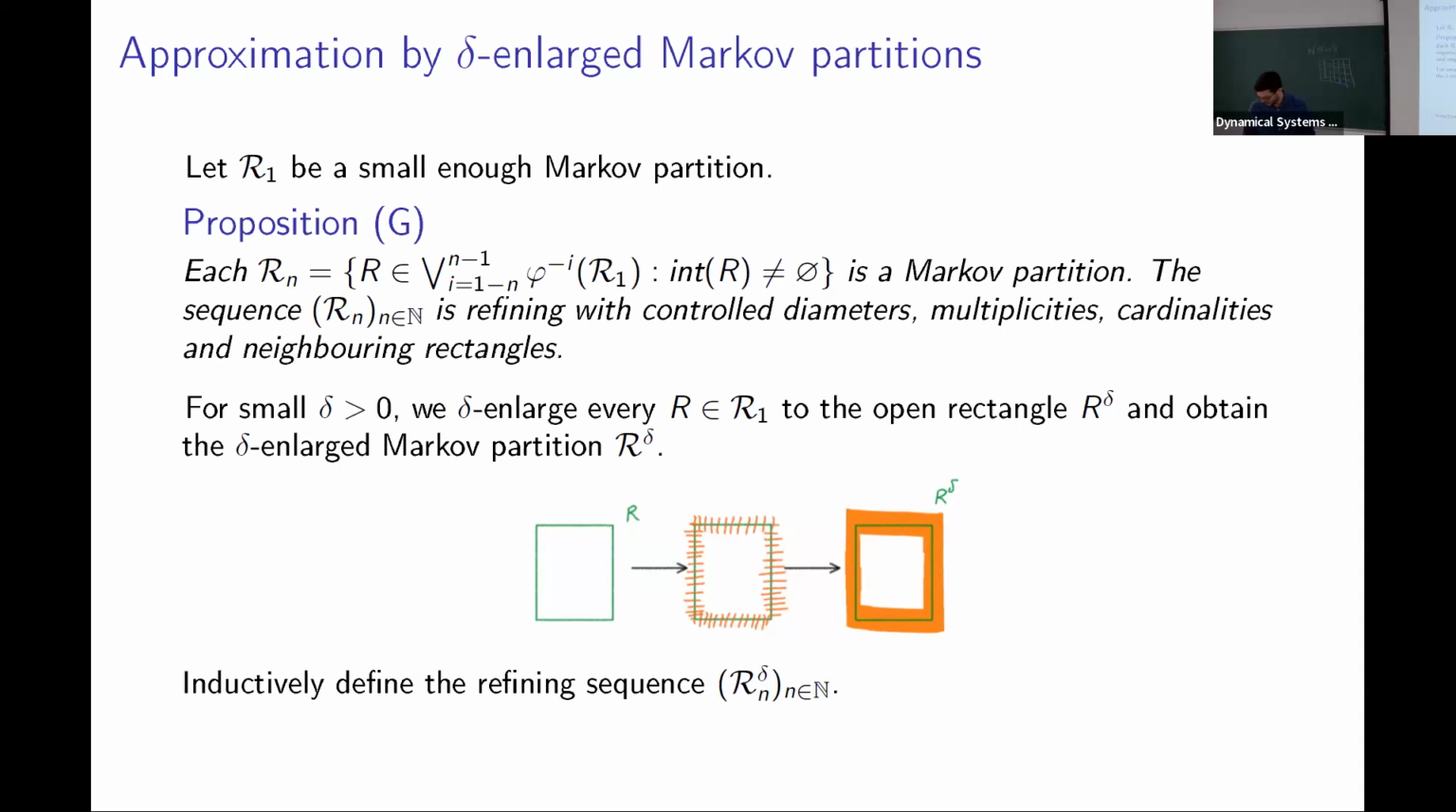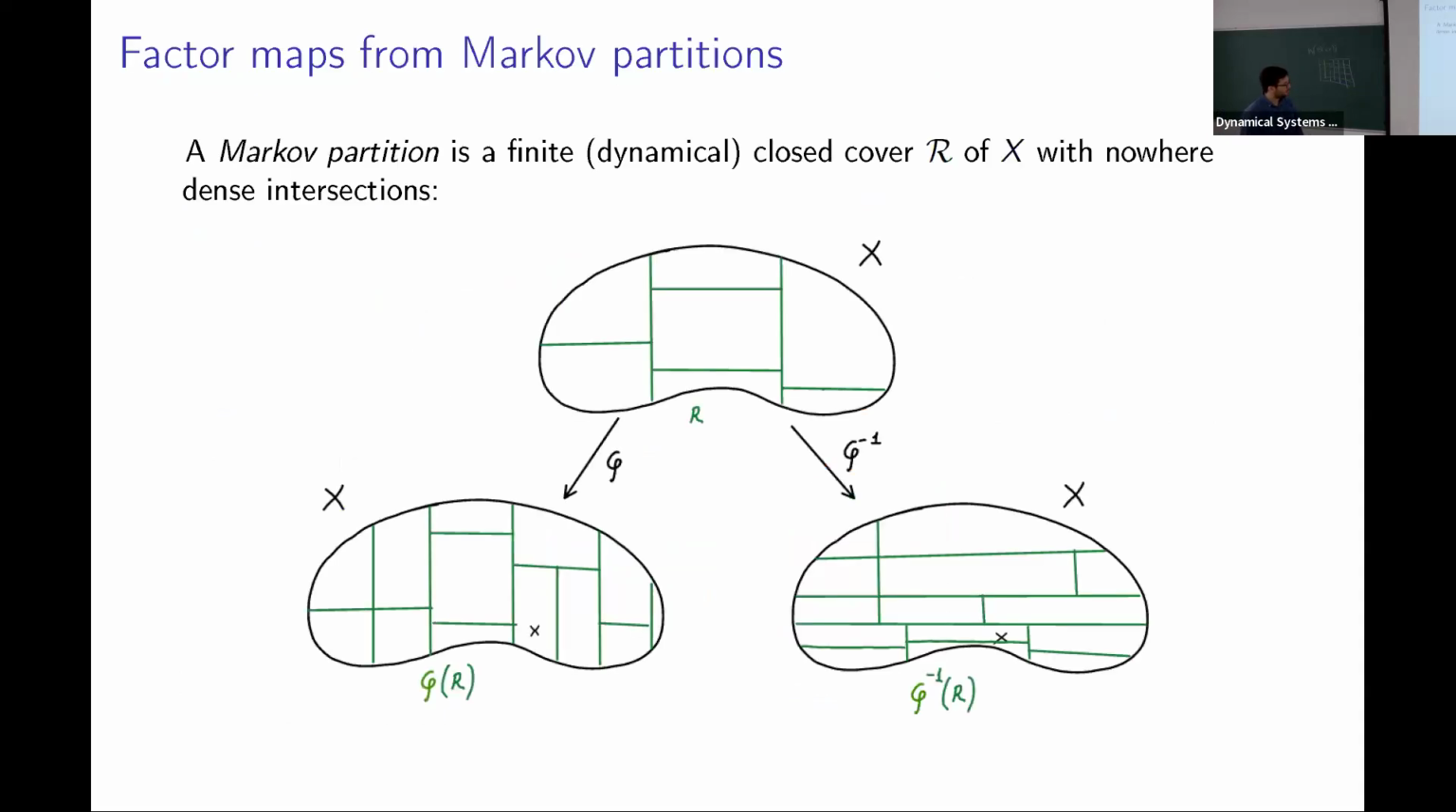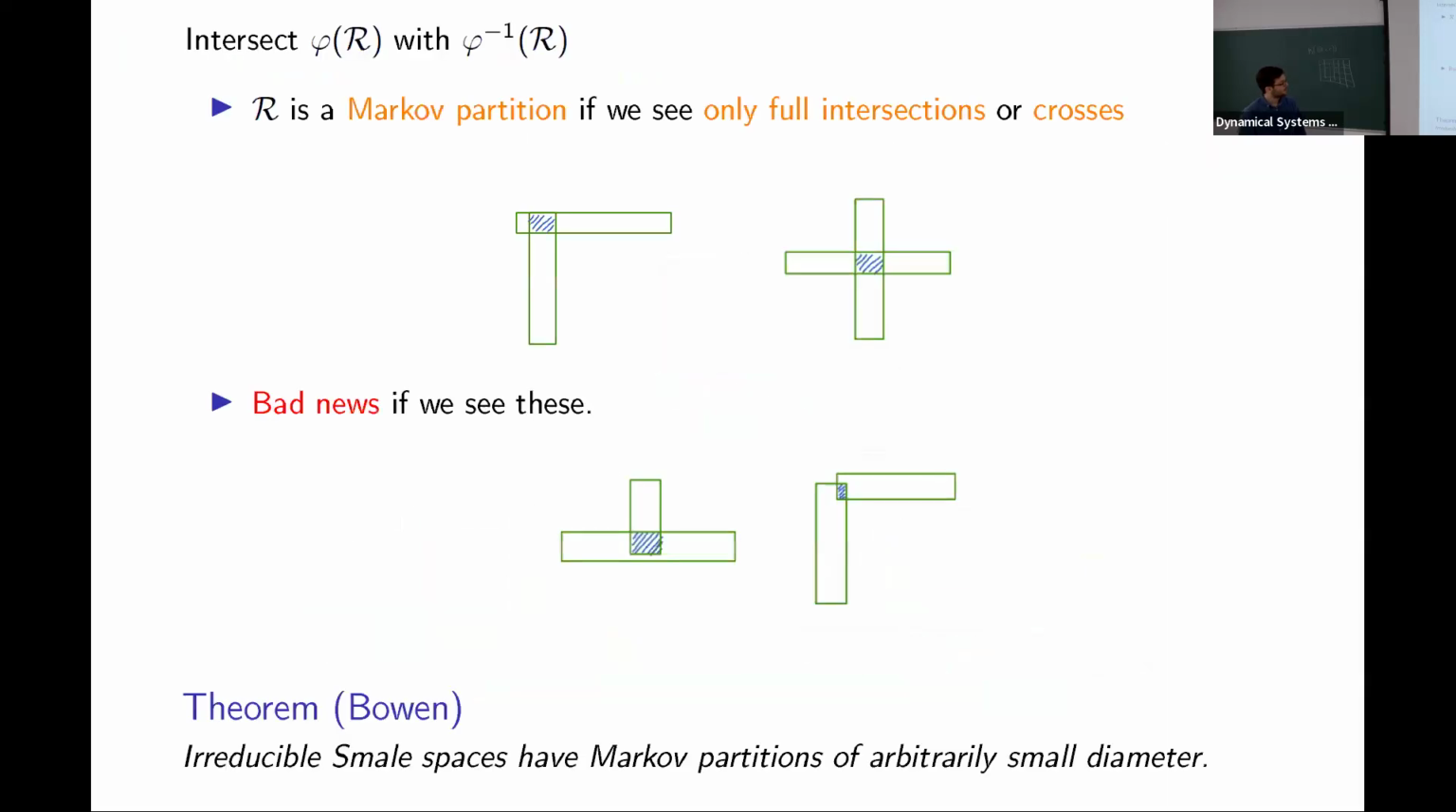Okay, and how do you refine it? Well, you go back here. You start with a Markov partition, you take the forward version of it, the backward version of it, you put one on top of the other, and then you start seeing these smaller rectangles. This will cover your space, and in fact, you can show that this is again a Markov partition. Inductively, you can create a sequence, a refining sequence of Markov partitions.